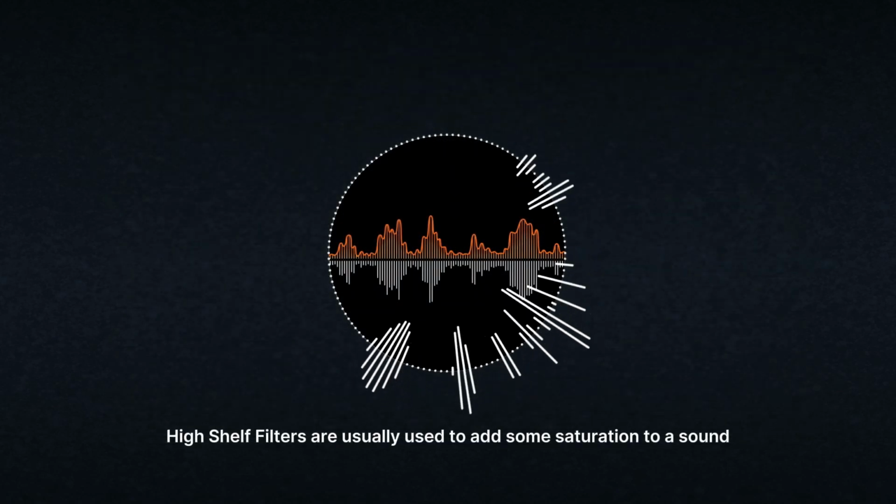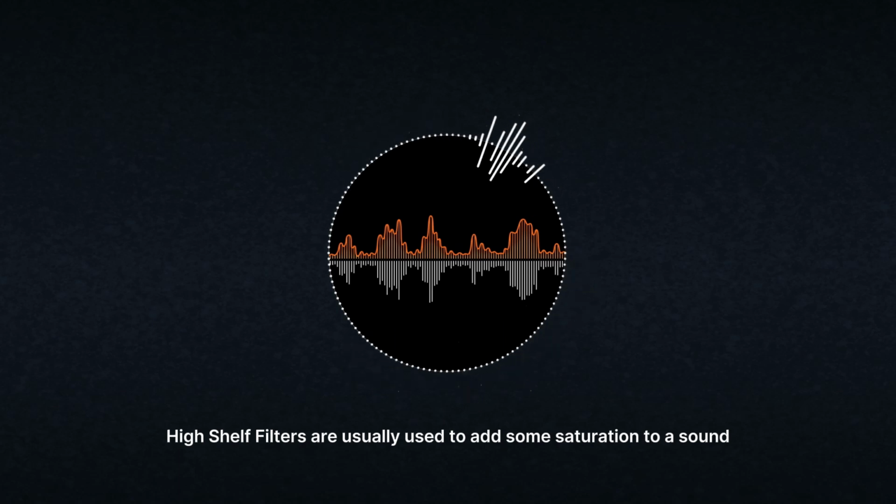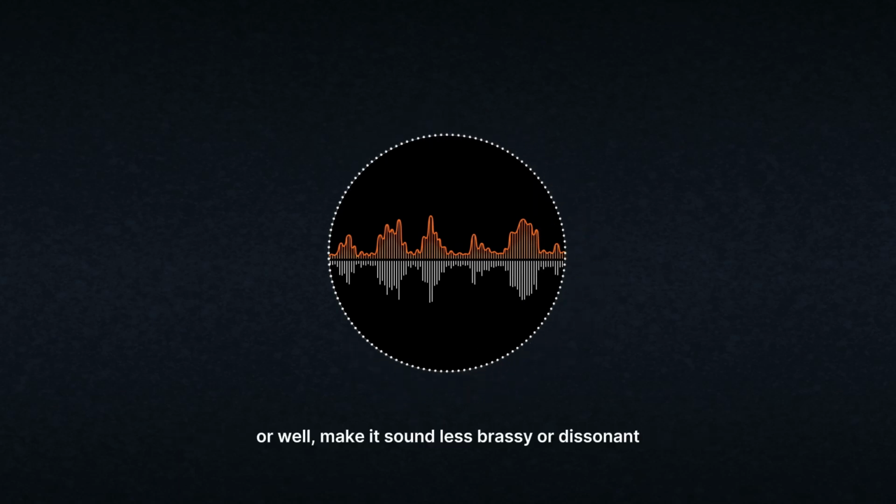High shelf filters are usually used to add some saturation to a sound, or well, make it sound less hazy or dissonant without the need to cut off the high ends completely.